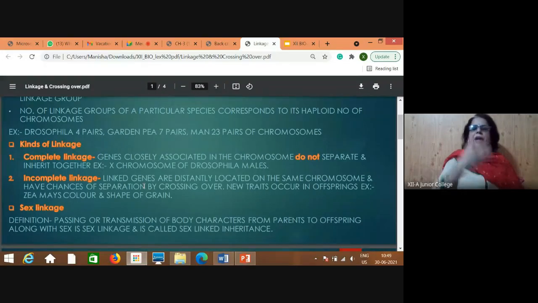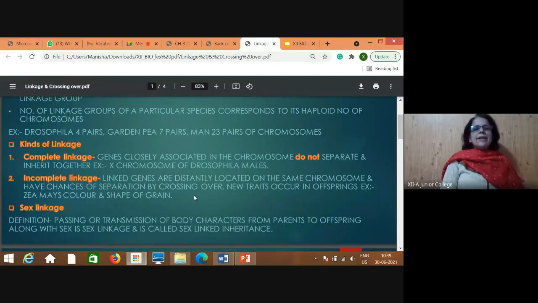They cannot be inherited as they are, but as these genes are distantly located on the same chromosome, there are chances of crossing over and separation, and that's why new forms, new traits can be observed in the offspring. An example of incomplete linkage is Zea mays, maize, in the color and shape of the grain. If you observe the grains of the maize, you can see different colors as well as shapes. That is the example of incomplete linkage.